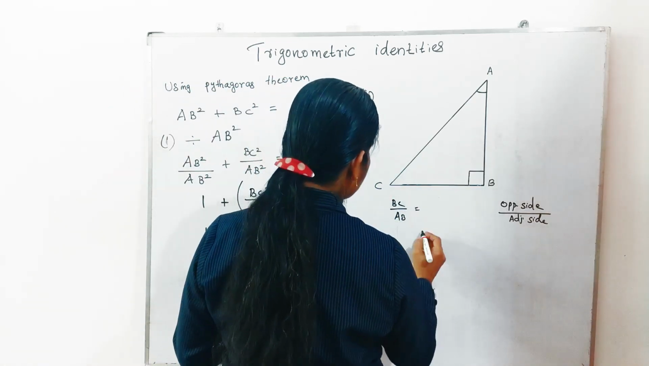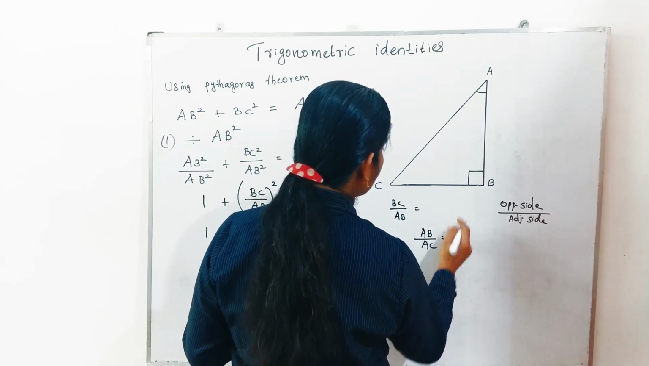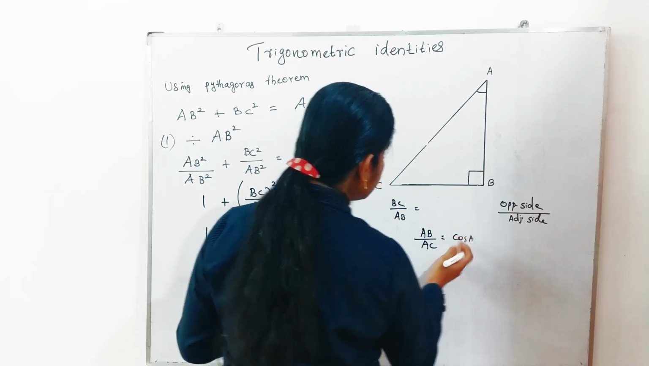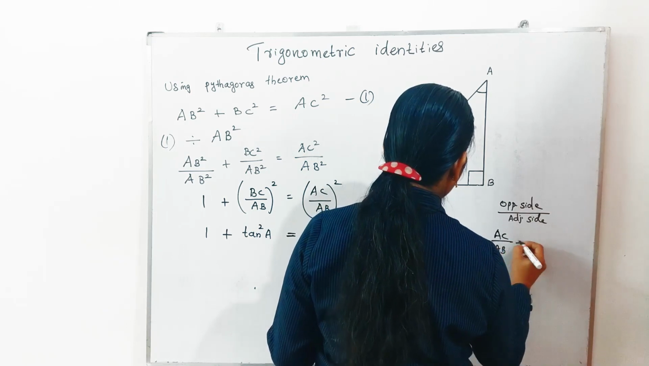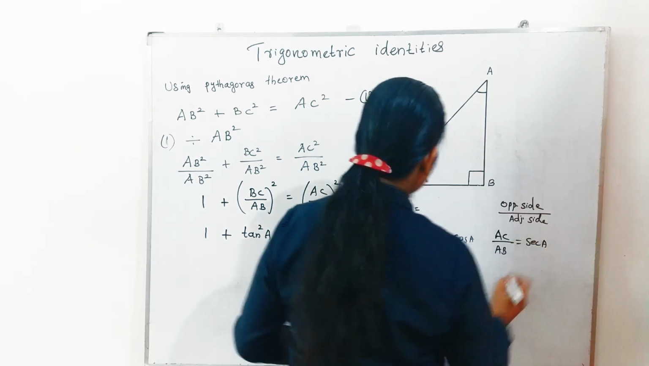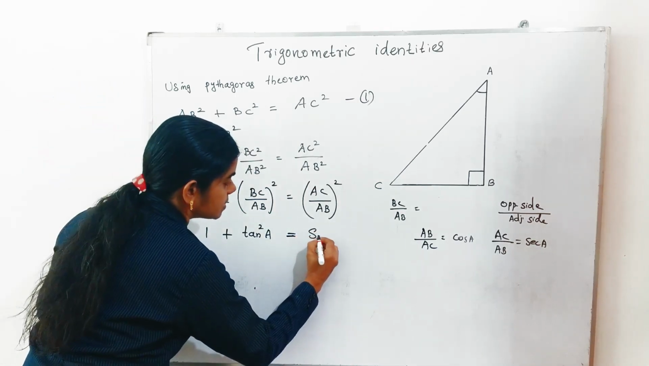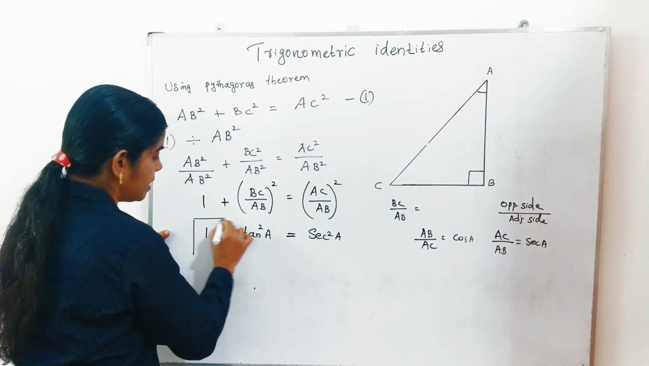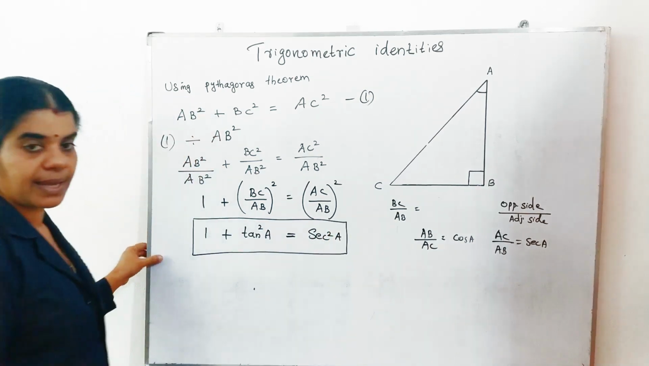AB by AC is cos A. Here its reciprocal came, that is AC by AB is equal to sec A. This will be sec A whole square, that is sec square A. This is our next identity: 1 plus tan square A is equal to sec square A.